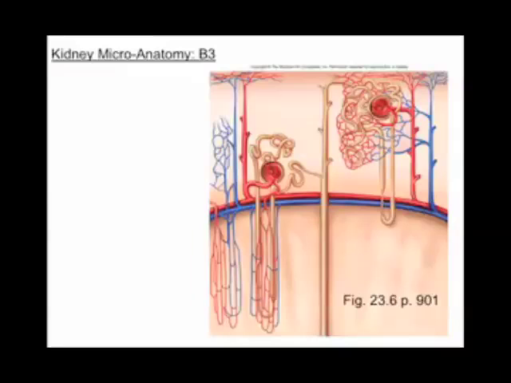So we have to have these capillaries here so that we can reclaim a lot of the substances that were filtered out and get them back into the blood. Okay? And that's what these vasa recta and peritubular capillaries do. Their job is to get those substances and put them back into the blood.